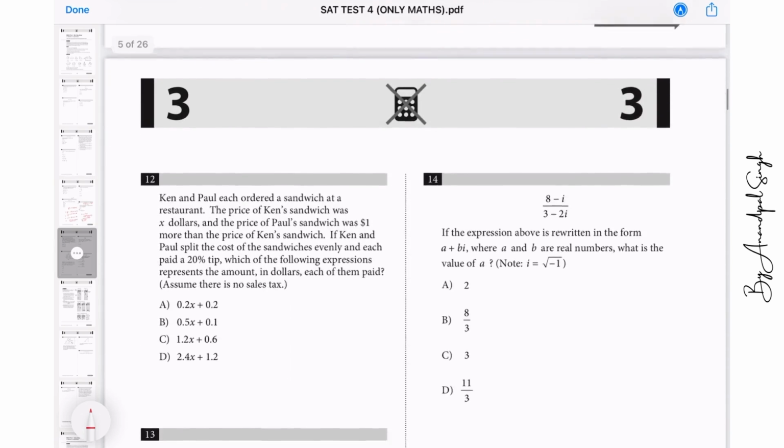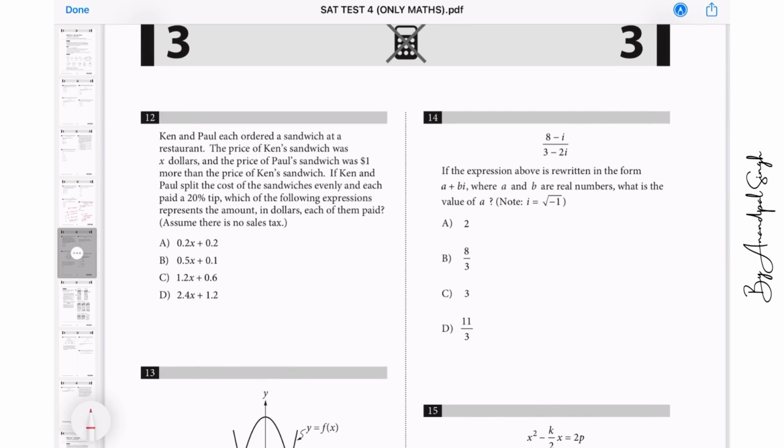Let us go to question number 12. Ken and Paul each ordered a sandwich at a restaurant. The price of Ken's sandwich was x dollars and the price of Paul's sandwich was $1 more than the price of Ken's sandwich. So Ken's sandwich was x dollars and Paul's sandwich was $1 more than x.